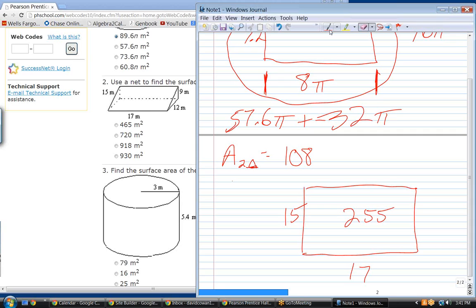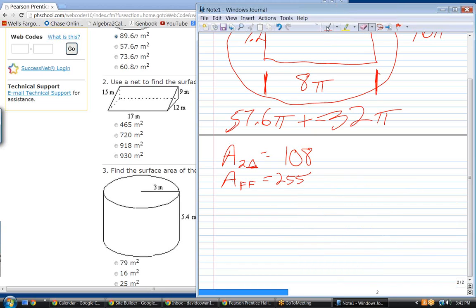Okay, so we have this back. There's only two more faces, right? That's this back one and this bottom one. So the area of, we'll call that the front face, is equal to 255. And what's the area of this back rectangle? So that would be 9 times 17. Right. That'd be 153.